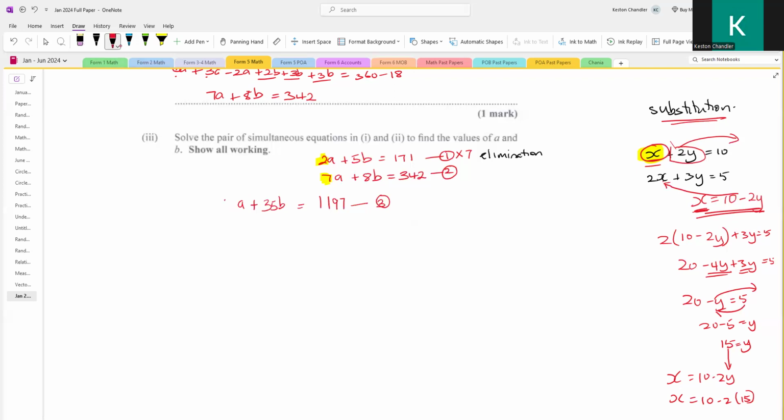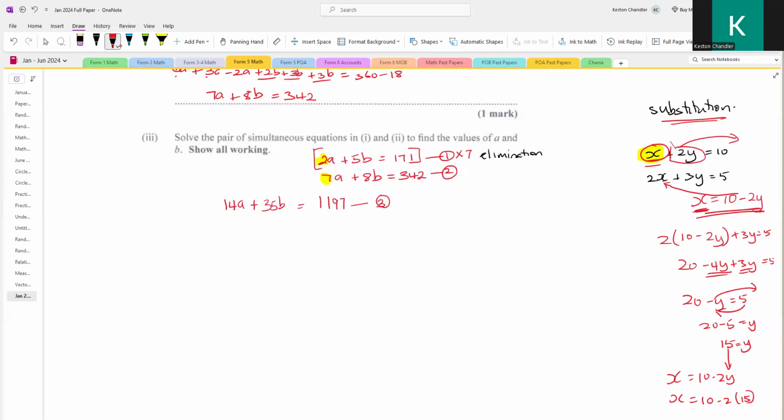Thumbs up if you understood what happened there. Everybody understand that, right? I multiply the whole thing by 7, and I get 14A, 35B, 1197. And I get a whole new equation and I call it equation 3.